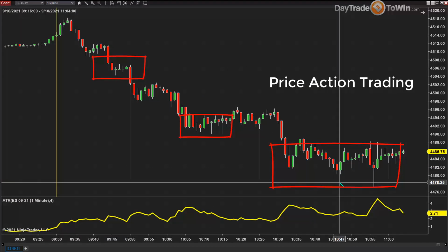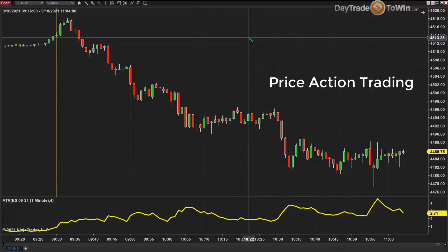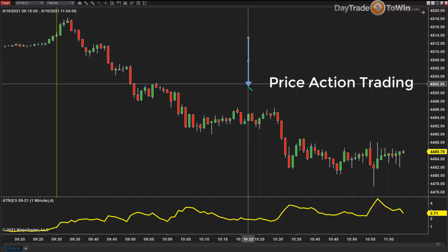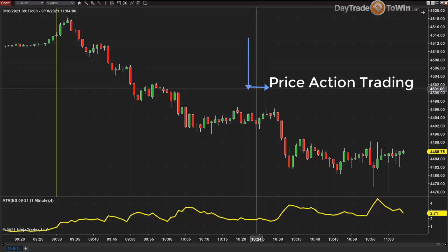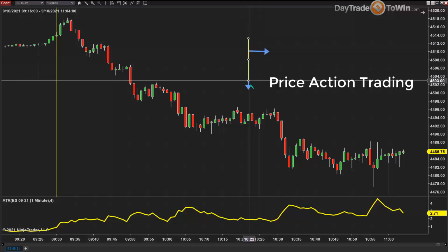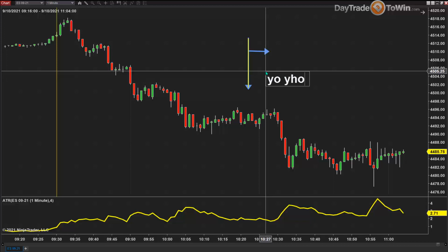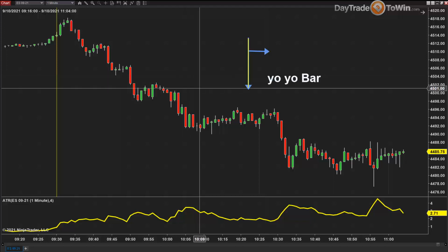Sometimes there's a sign with using the wicks where we see the market go down and then it can't sustain itself and it comes back up. And what you're left with is a wick. So I call this a yo-yo bar. And a yo-yo bar is basically like a yo-yo. It goes down and comes back up. Now, one yo-yo bar by itself is irrelevant.